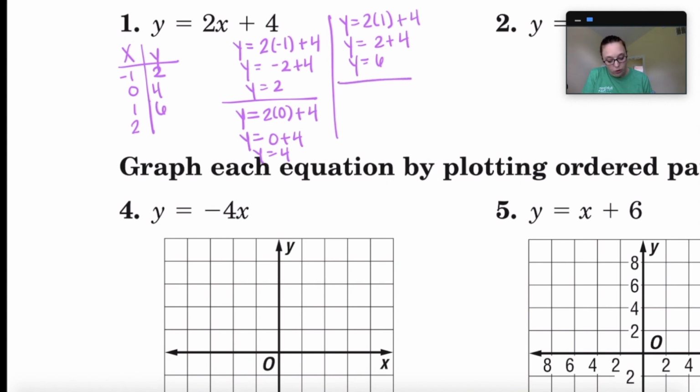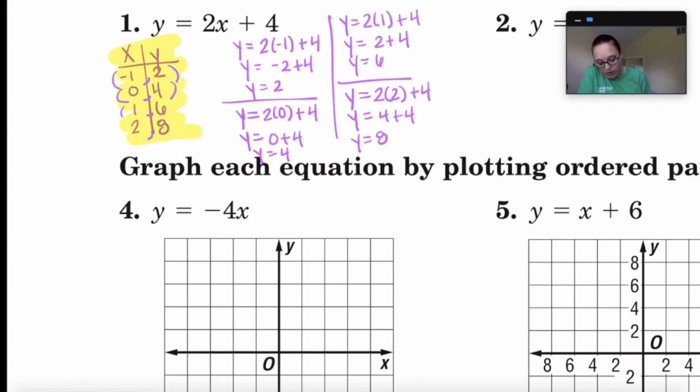All right, and then we're going to do 2 in for x. So y equals 2 times 2 plus 4. Well, 2 times 2 is 4, and 4 plus 4 is 8. So that table gives me this, it is showing a set of ordered pairs. So the ordered pairs would be -1, 2, 0, 4, 1, 6, 2, 8. So I can write each of these. I'm going to change these to commas and put parentheses around here. So those are 4 solutions to that particular equation.